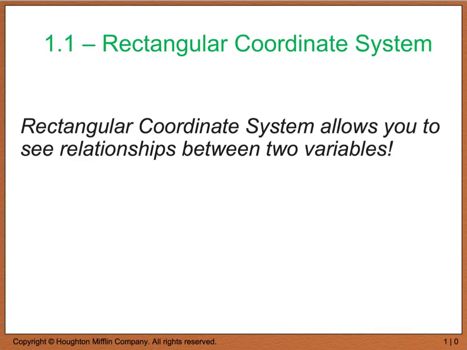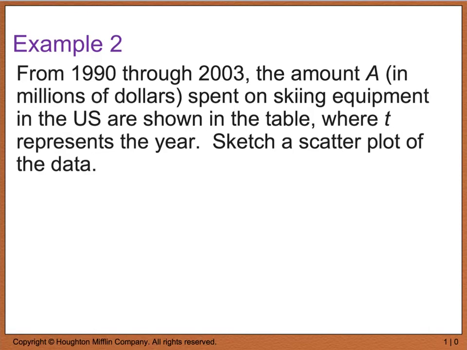The one nice thing about a rectangular coordinate system is that it allows you to see relationships between your x and y variables. So let's look at example 2, and we'll see how that relationship can be shown. Example 2 says from 1990 through 2003, the amount A, represented in millions of dollars, spent on skiing equipment in the U.S. is shown in the table, and T represents the year. We want to sketch a scatter plot of the data.